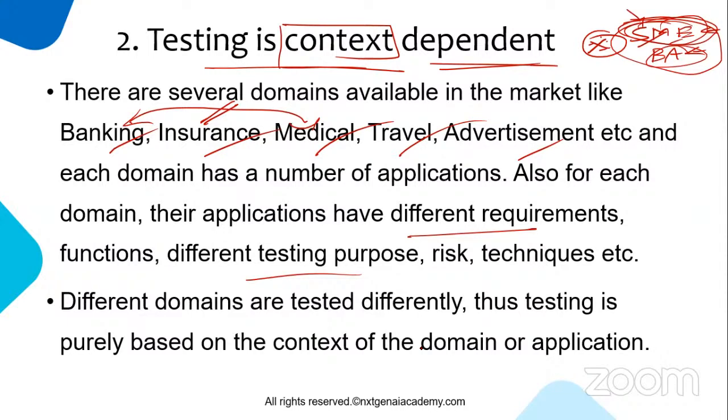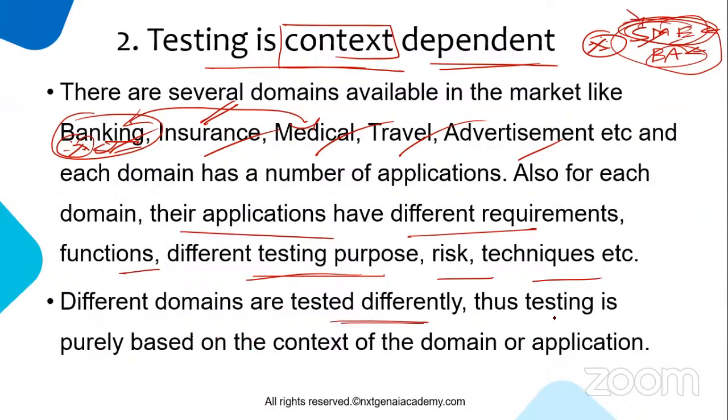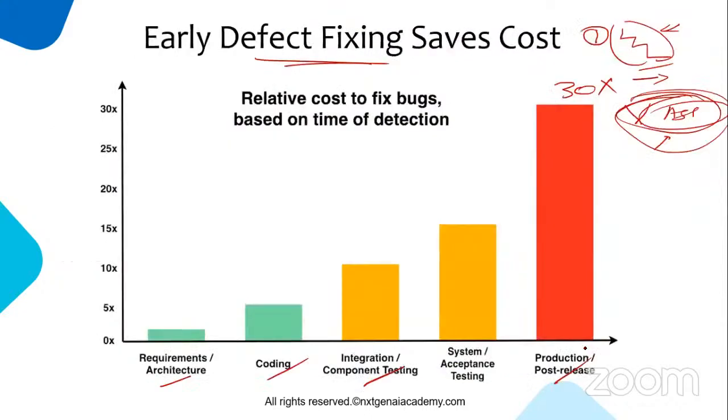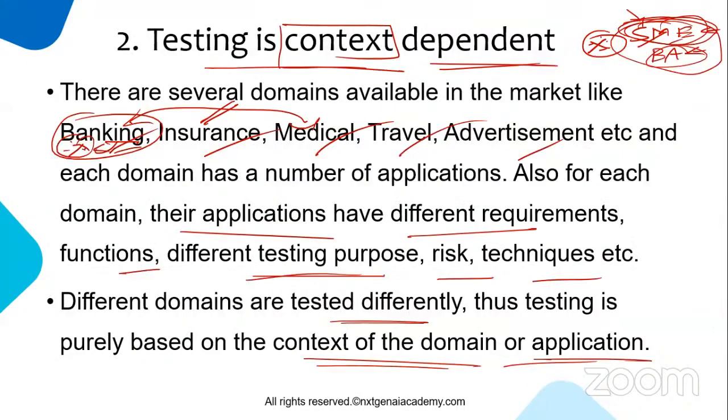After completing all these portions, you have to learn, from your side, how to test banking. To be frank, testing a banking application and attending a banking interview is quite complex compared to other domains. For each domain, the applications, requirements, functions, testing purpose, risk and techniques are all different. It varies from one domain to another. That is why different domains are tested differently. Thus, testing is purely based on the context of the domain or application. This is very, very important.